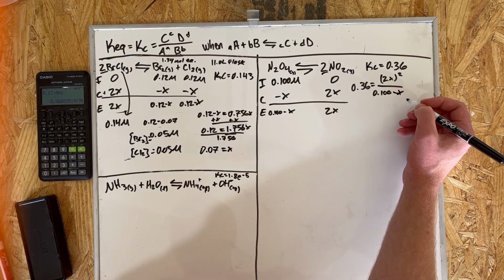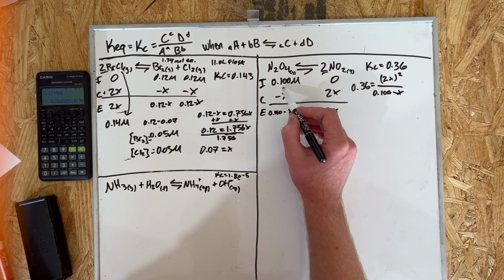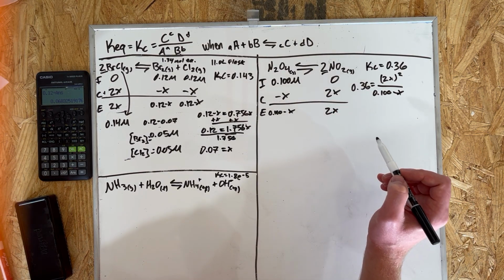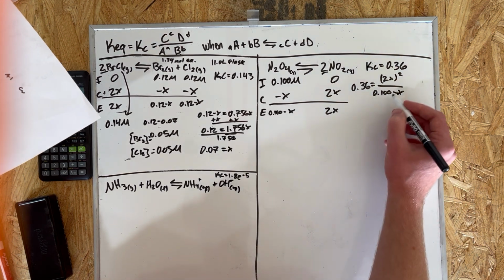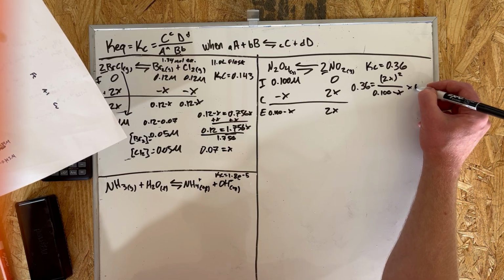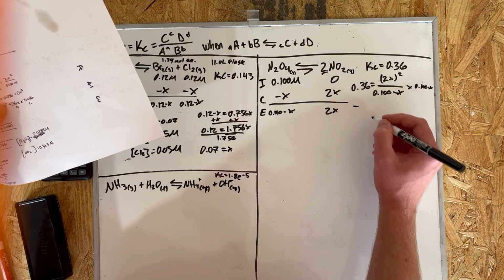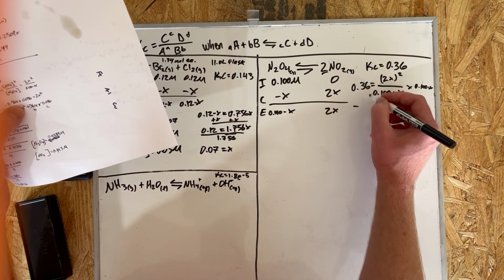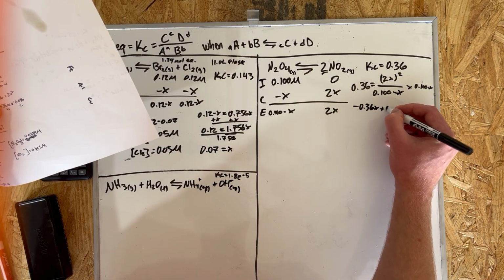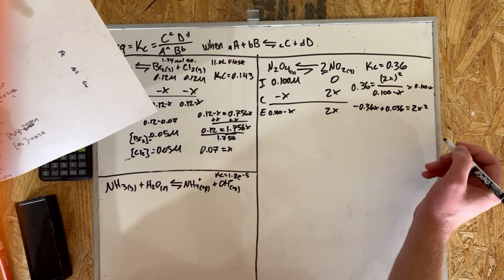And normally we would be able to simplify this, but since our Kc is actually quite a big number compared to our initial concentration, we will not be able to do that. So we're going to multiply all this out, so we'll multiply both sides by 0.100 minus x, and then that is going to give us times the negative x here, so we'll multiply this, so we have negative 0.36x plus 0.036 equals 2x squared, and I think we can see where we're going here.